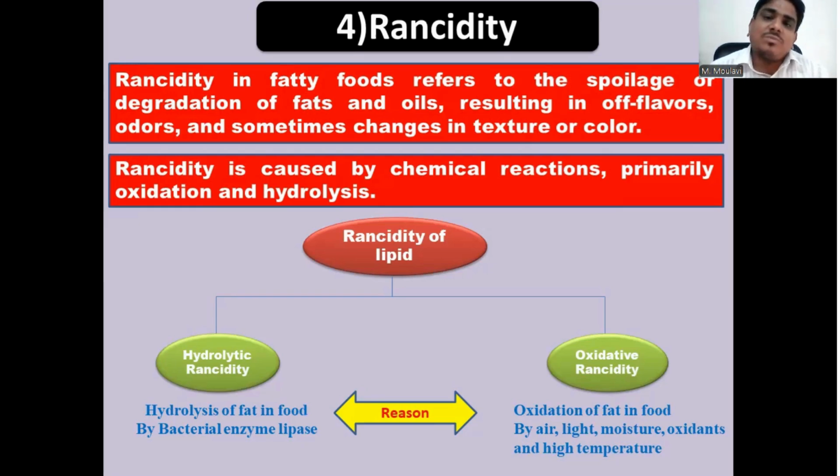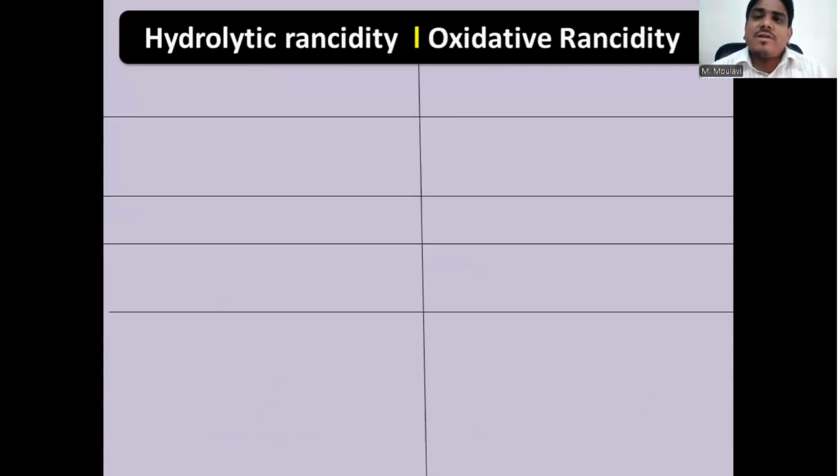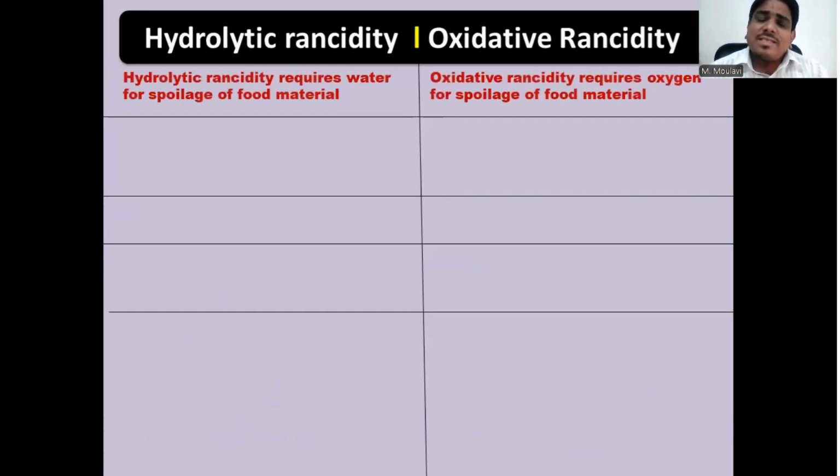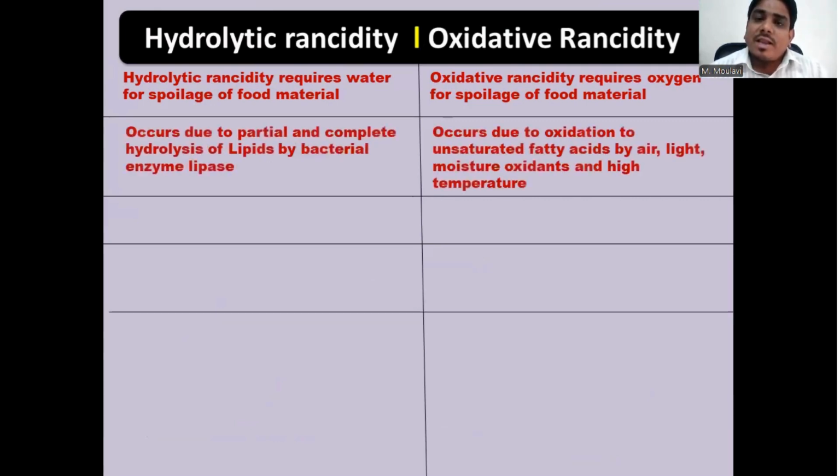So with this knowledge of rancidity, we will cover the difference between hydrolytic rancidity and oxidative rancidity. In hydrolytic rancidity, water is important for the spoilage of the food material. But oxidative rancidity requires oxygen or air for spoilage of the food material. Hydrolytic rancidity occurs due to the partial or complete hydrolysis of lipids by the bacterial enzyme lipase. So addition of water to the lipid molecule is hydrolysis, but this reaction is catalyzed by the enzyme lipase.